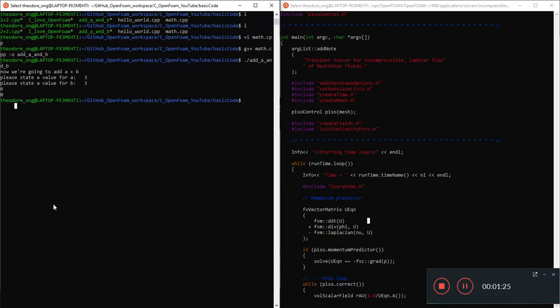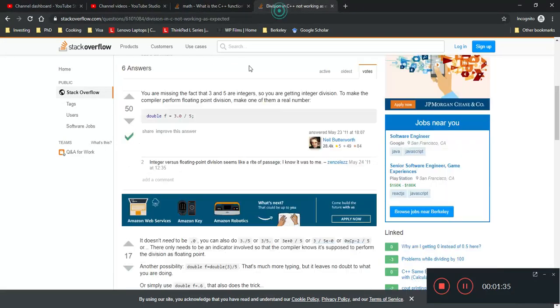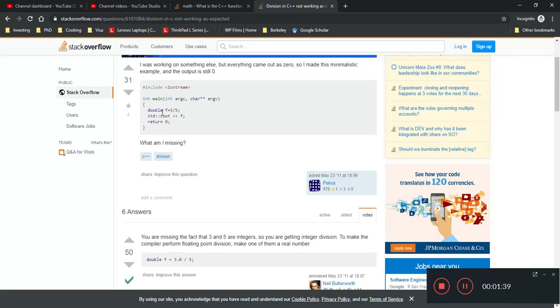Why is the division 0? If you look at Stack Overflow, you can check a very quick reference. It is because 1 divided by 2, or in this case 3 divided by 5, actually gives a number of 0.5. But since both of these numbers are integers, it will just round it down to 0. We'll get rid of the 0.5, so to speak.